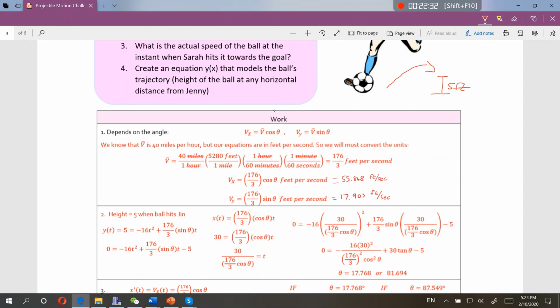Okay, for part 3, I'm looking for the actual speed at the instant when Sarah hits it towards the goal. So I'm looking for the exact speed at this specific time, the time when Sarah would be able to headbutt the ball. So if I want to get that exact speed, I need to look at the derivatives of our displacement equations, so both horizontally and vertically. If I derive her vertical displacement equation, I'll get this, negative 32t plus 176 over 3 sine theta. And then the derivative of the horizontal displacement is still vxt, hasn't changed because there is no air resistance, there is no wind. Gravity doesn't affect us left or right, only up or down.